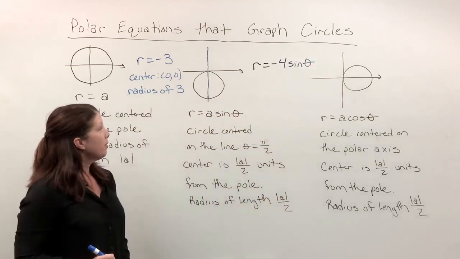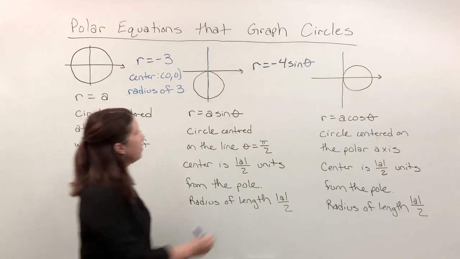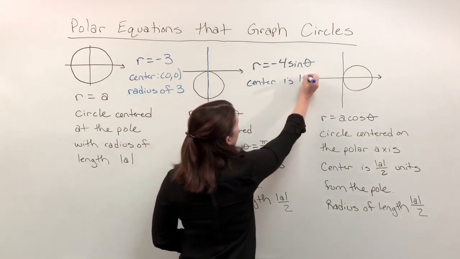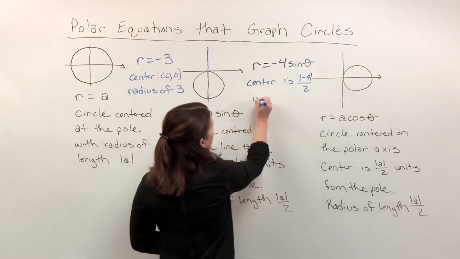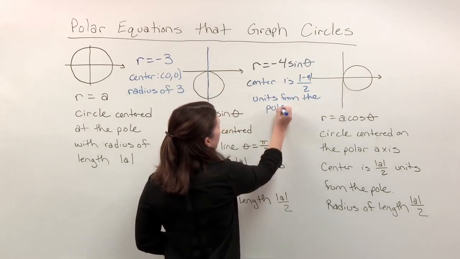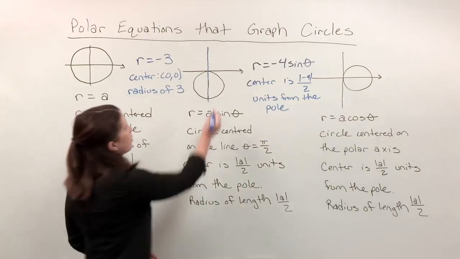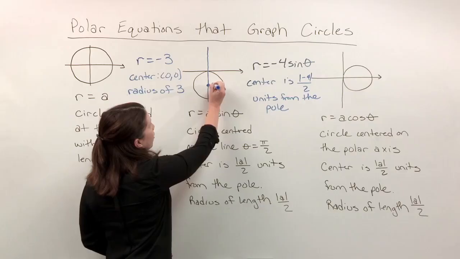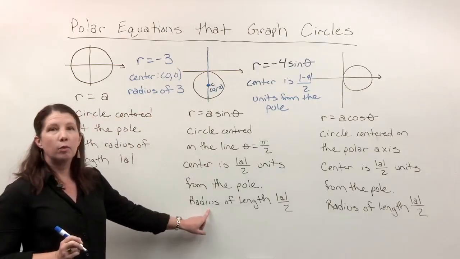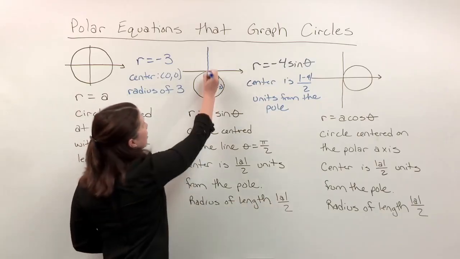In this case, I would know that this is a circle that's centered on the line theta equals pi over 2. The center will be the absolute value of a, which is negative 4, over 2 units from the pole. So the center will be 2 units from the pole, which means that the center would be at the point (0, negative 2). The radius will be a length of absolute value of a over 2 units. So the radius is 2.